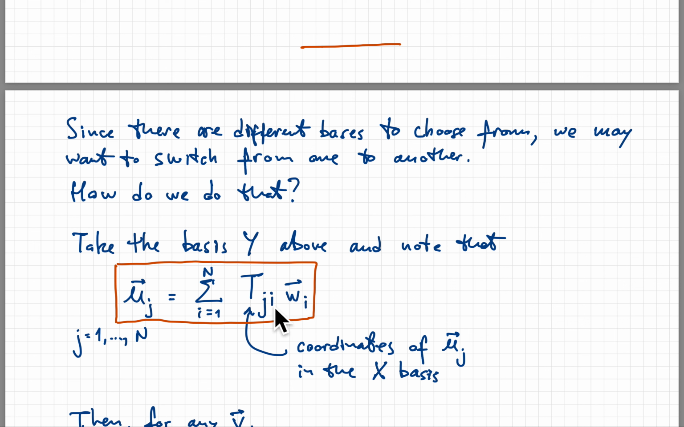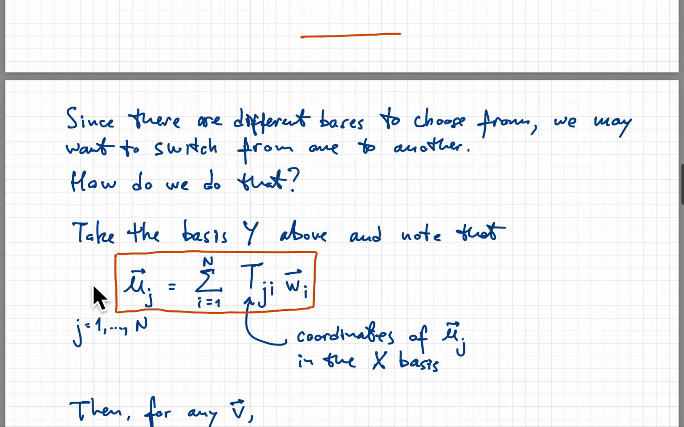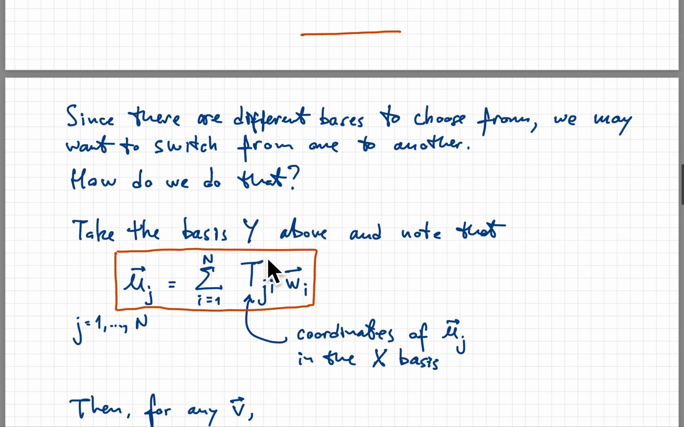And so they carry two indices, one index corresponding to the j index that's out here, and another index i, which specifies the specific coordinate associated with w sub i. And so we have this linear combination. So these objects are the coordinates of u sub j in the x basis, or if you want, you can say it is the ith coordinate of the jth vector u sub j in the x basis.